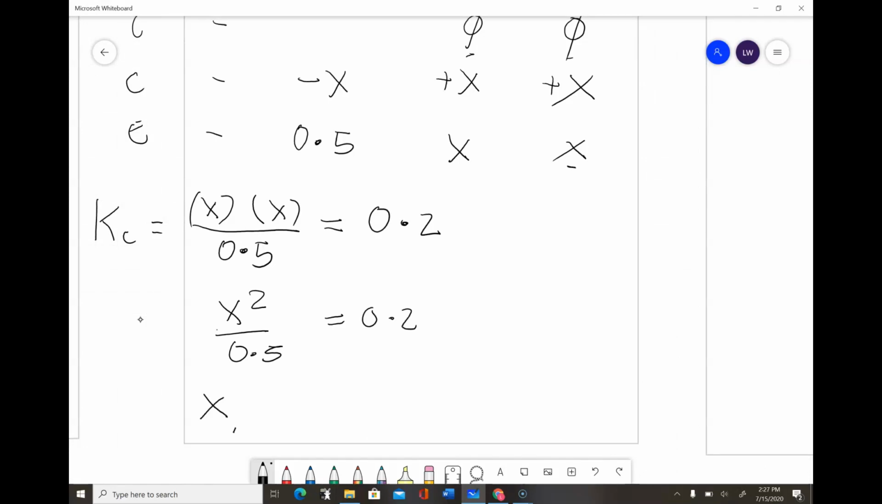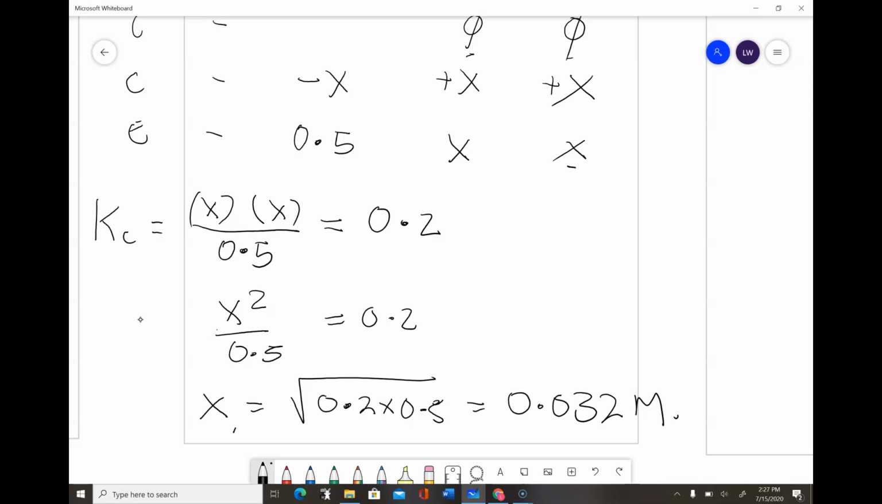So therefore X is going to be the square root of 0.2 times 0.5, which I believe is 0.037. Let me just double check that. I shouldn't do this in my head, right? That's a bad habit. See, I got it wrong, right? It's 0.032. So don't do it in your head, you just might get it wrong. There we go, 0.032. And that's it.